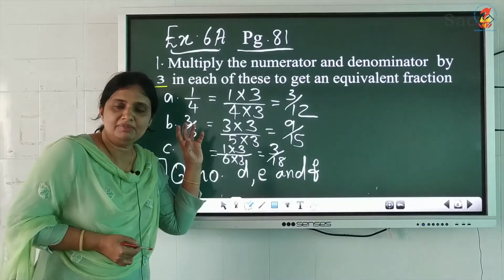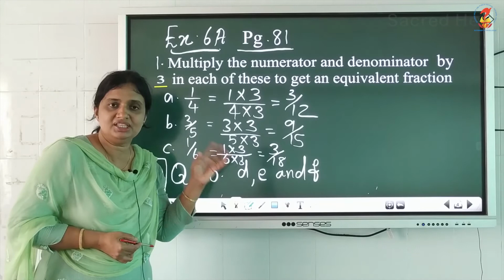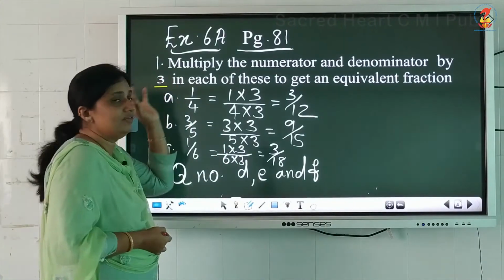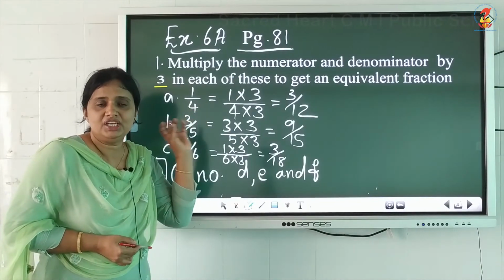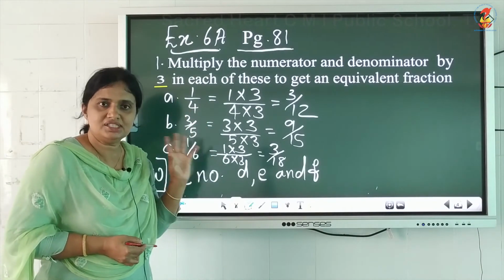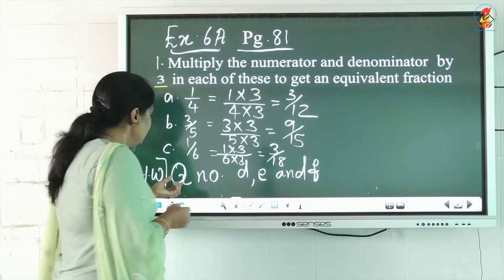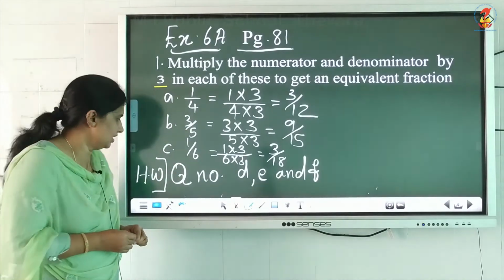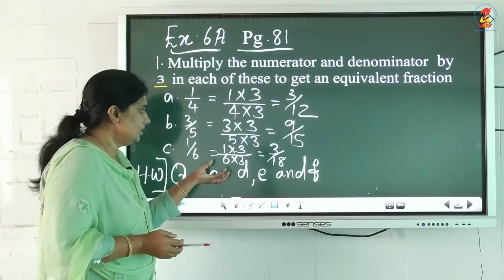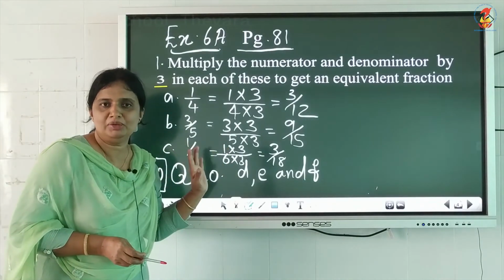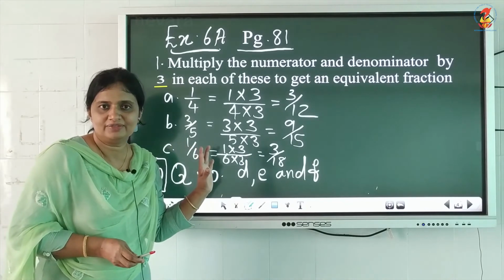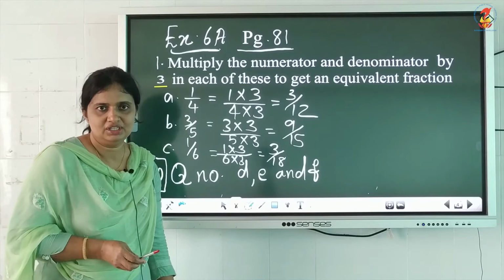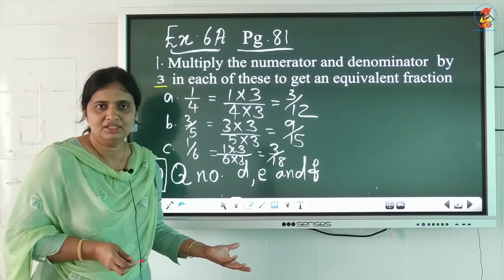We can multiply the numerator and denominator by the same number. You can multiply by any number, but here they have given 3 in the question, so we need to take only 3. That is in the question. Okay. And questions D, E and F are your homework. Here also you need to multiply the numerator and denominator by 3 only. You will get the equivalent fraction of the given fraction. You can do that at home, right?